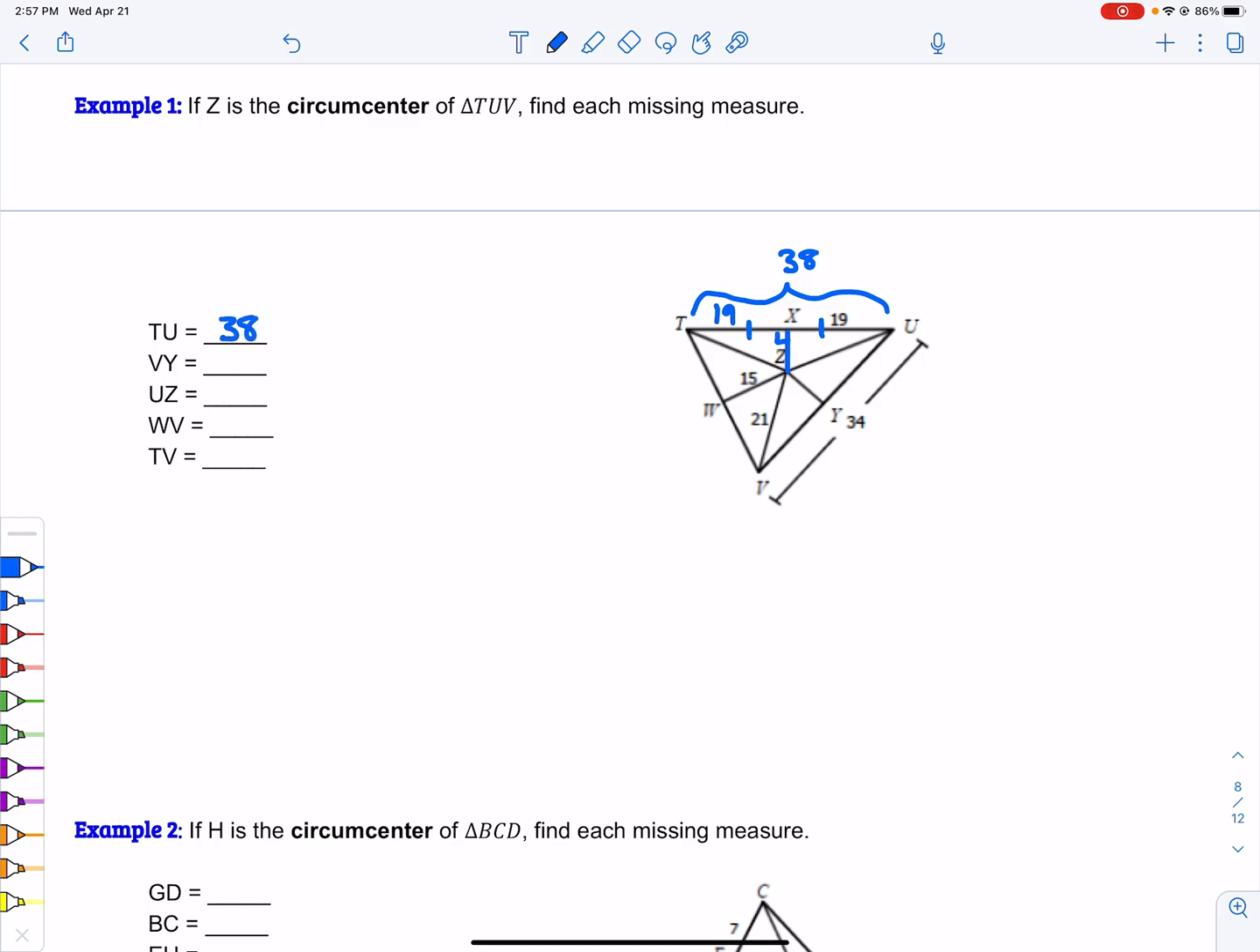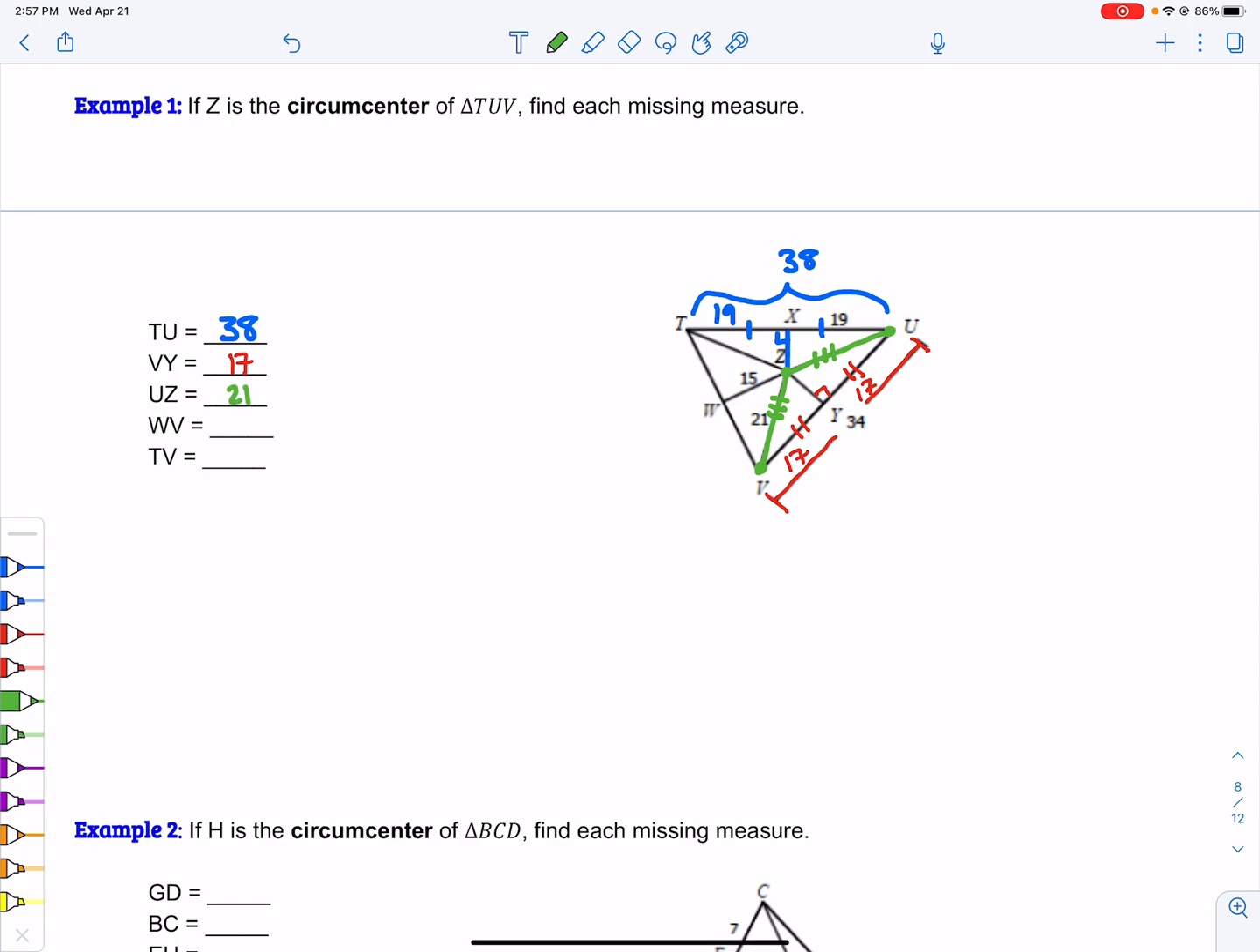All right, then they asked for VY. VY is on the side over here, and they've told us the total of that side is 34. We know that's a perpendicular bisector, so each part of that side would be half of 34, which is 17. And then they asked us to find UZ. UZ is from the circumcenter to the vertex, and we know that ZV would be equal to that because it's also from the circumcenter to the vertex, and those are equidistant. And so we know that ZU or UZ would equal 21 as well.